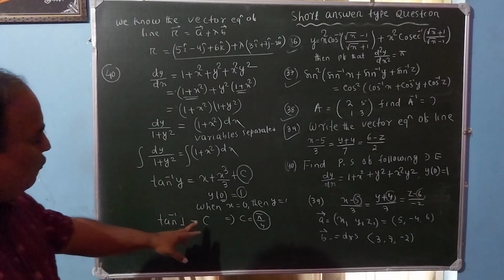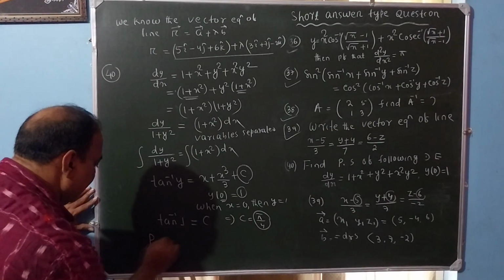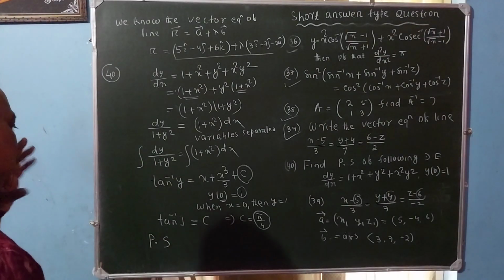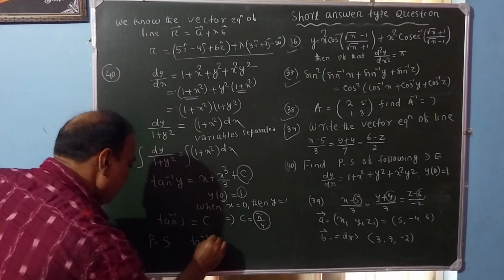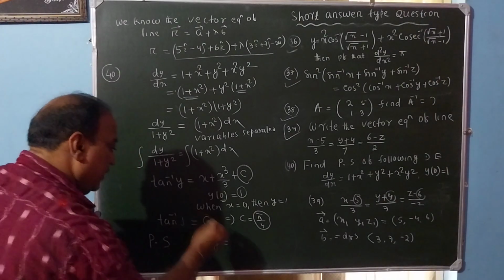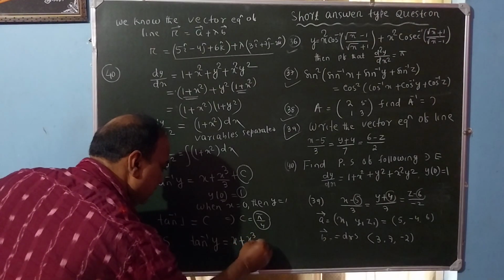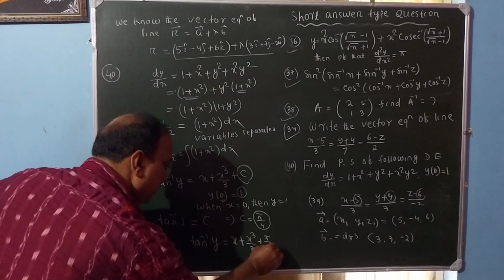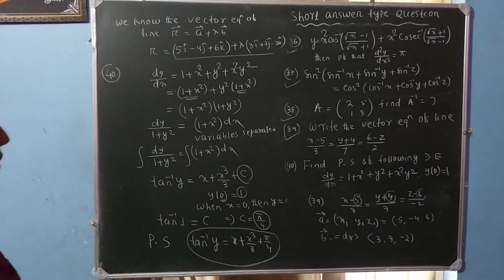Now putting the value of the arbitrary constant here. So the particular solution is tan inverse y is equal to x plus x cube by 3 plus pi by 4. So this is the answer of this question.